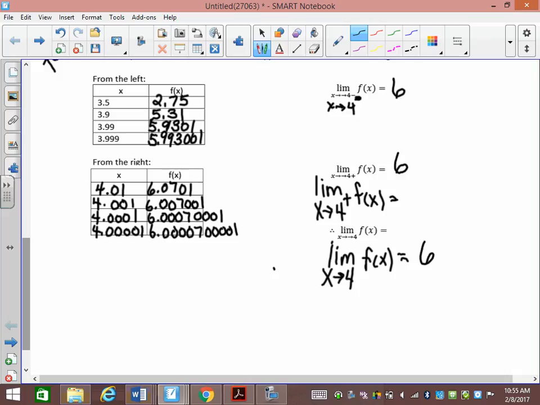Absolutely. So if it's a continuous function at that point, so sometimes it's not a continuous function. It'll be like this, and then it'll break off. But as long as it's continuous at the point you're trying to find, then your limit will be the same as the actual f function value.